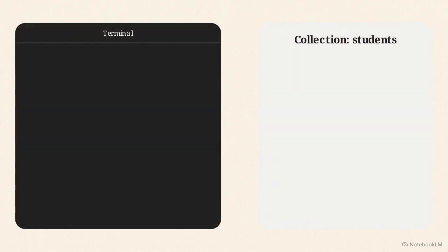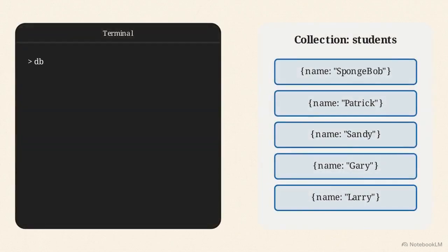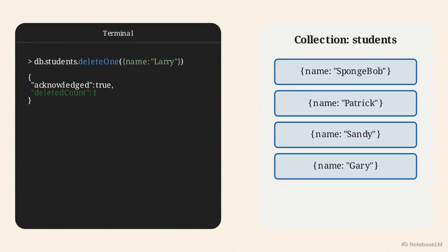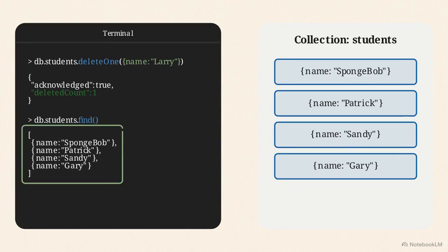Managing a database involves removing records. To drop an individual file, use db.students.deleteOne and target a specific field, like a name. The shell returns a deleted count of 1. Running a find command immediately after shows the targeted profile is removed.